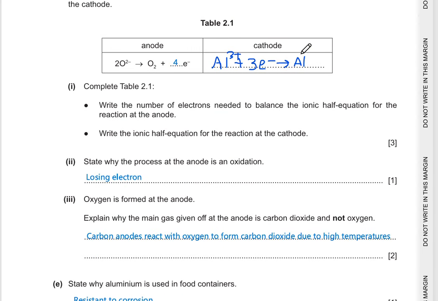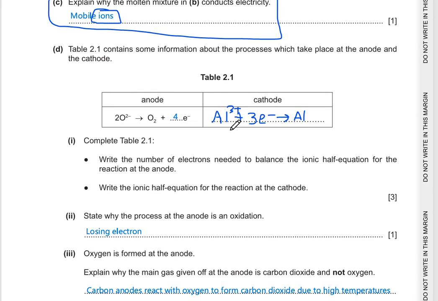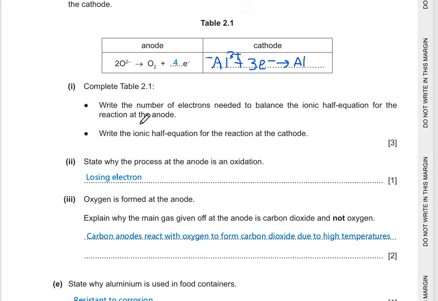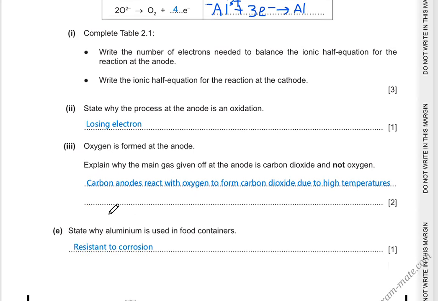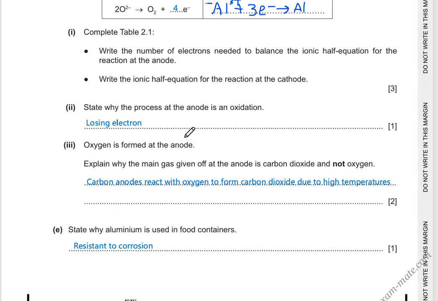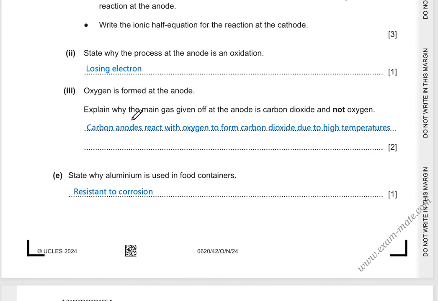And other than that, they could also say, for example, Al3+ + 3e- equals 3Al. It's actually only one aluminum, as you can see here. There's no coefficient here. Write the number of electrons needed to balance, and yeah, that was fairly simple. Say why the process at the anode is oxidation. Simple, losing electrons. Oxygen is formed at the anode.